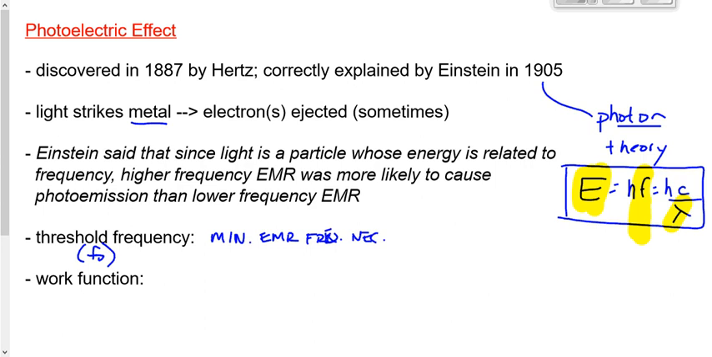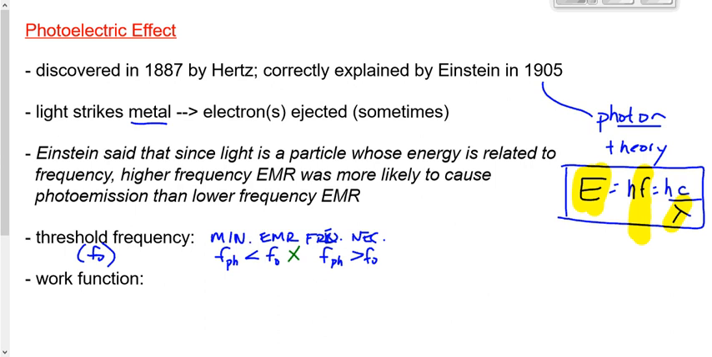If the frequency of your photon is less than the threshold frequency, f0, what's going to happen? Nothing. If the frequency of your photon is above the threshold frequency, at or above the threshold frequency, what's going to happen?